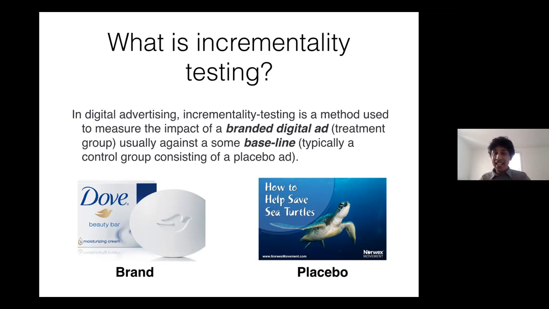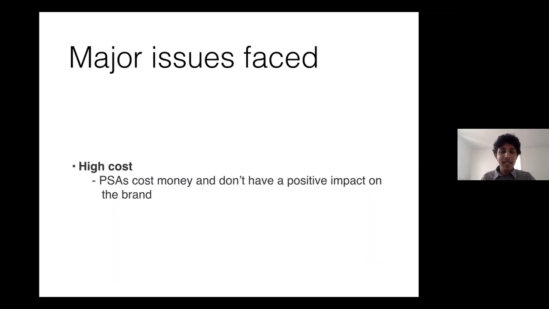But that 20% in this $50,000 campaign is going to cost $10,000 for the advertiser. That's $10,000 spent on a placebo ad, which the advertiser knows is not going to move the needle for their brand. It's very difficult to convince an advertiser to do this sort of test because it's a huge cost, right? It's not going to move the needle for their brand. So this is a problem. The main problem is high cost. This method is good, but the problem is the high cost because those placebo ads like Save the Turtles don't have a positive impact.